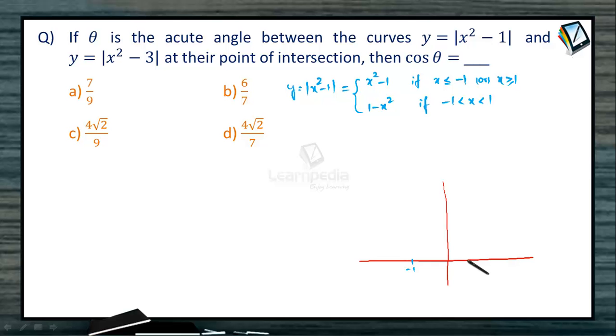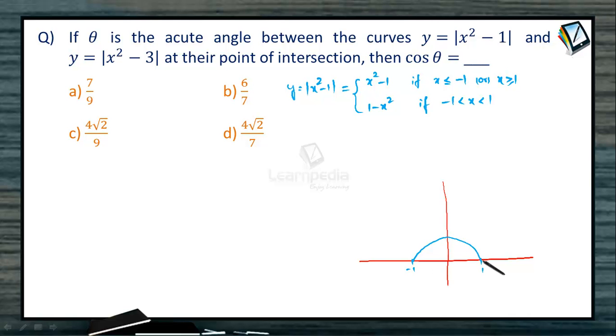At minus 1 there is a change of nature and at plus 1 there is a change of nature. When x lies between minus 1 and plus 1, the graph is y equal to 1 minus x squared. So it's a parabola open downwards. Where will it cut the y-axis? When we put x equal to 0, y becomes 1. So it will go up to 1 and then come down to plus 1.